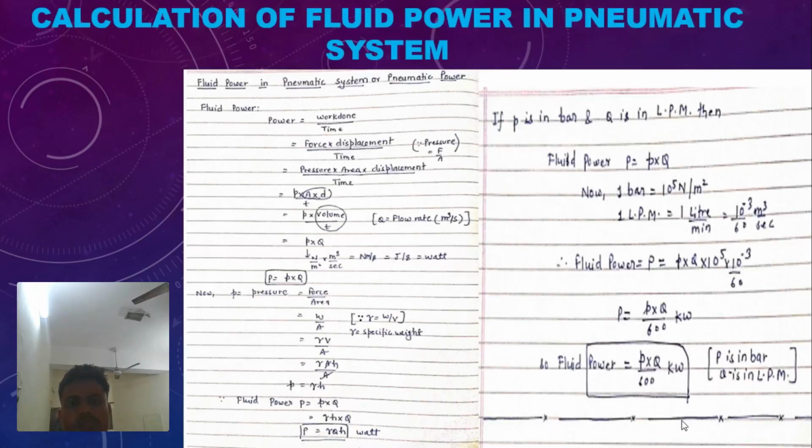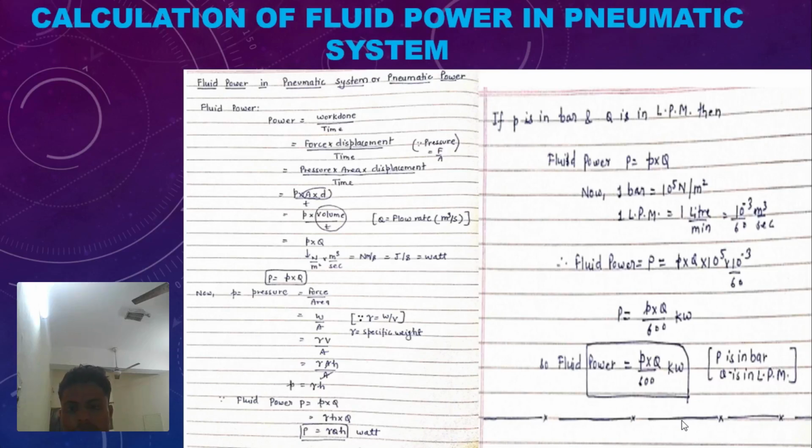So here is the calculation of fluid power in pneumatic systems. Using basic principles we can derive the fluid power or the pneumatic power. As we know, power is work done upon time, which can be expressed as force into displacement over time, and then by substituting values and expressing the force as pressure into area, we finally get power as P into Q, where P is the pressure and Q is the flow rate. So power is P into Q.